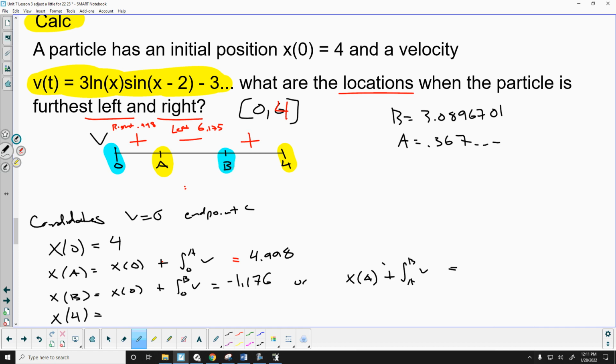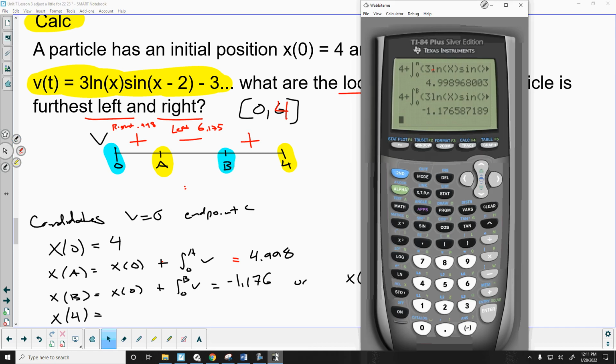But let me show you the other way I could have gotten that. I know my position at time A. I will add my displacement from A to B. Just going to go back and erase this +4. I could have said my displacement from A to B, that left 6, boom. I get that -1.176. All right, two ways to do that. Whichever way works for you.